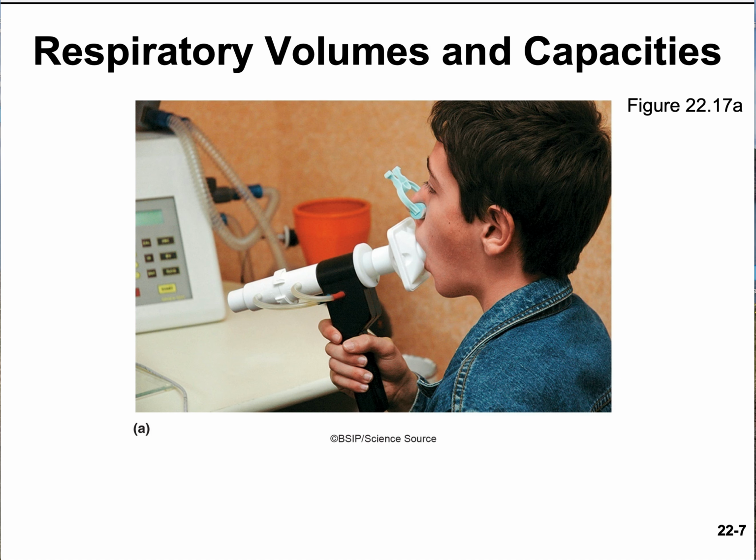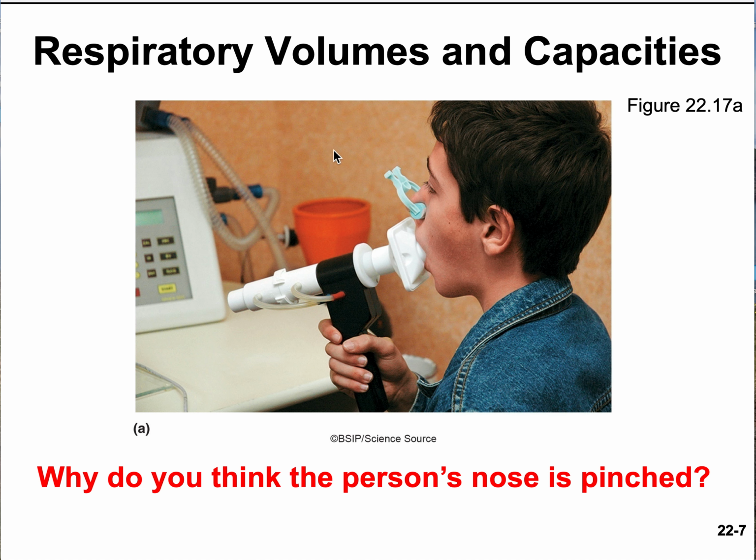Here's a way that we measure such things, in a clinical setting, and if you are having respiratory problems, we want to assess. We want to learn, okay, what are your capacities? What is it that you're doing? And by the way, in this figure, why do you think they're pinching the person's nose?